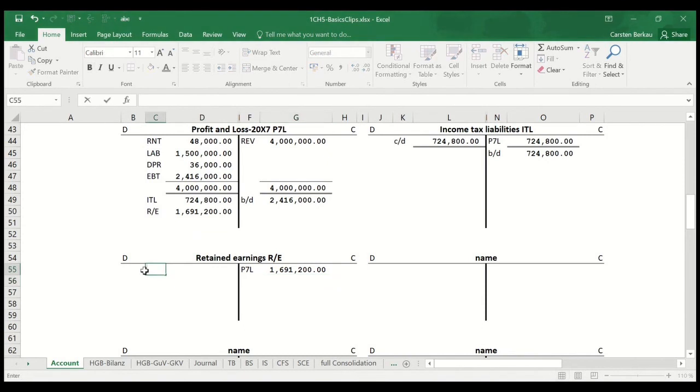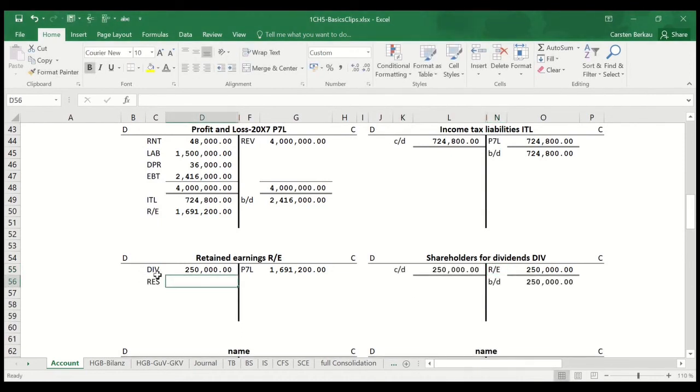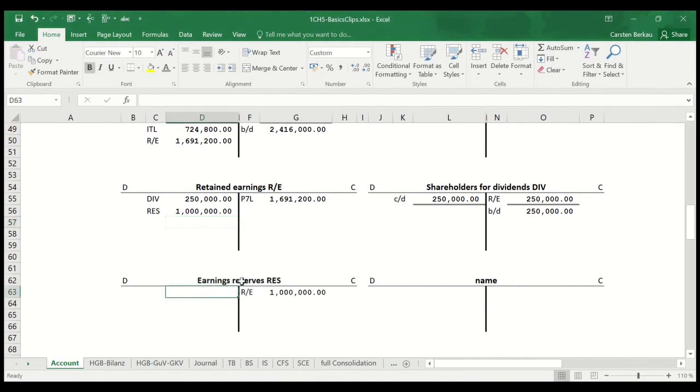For the appropriation of the profits, we consider the dividends to the shareholders, the earnings reserves, and the remainder will be carried forward to the next accounting period. Dividends to the shareholders will be 250,000 euros. The company decides to add 1 million euros to the earnings reserves account. The remainder of the profits will be carried forward to the next accounting period.